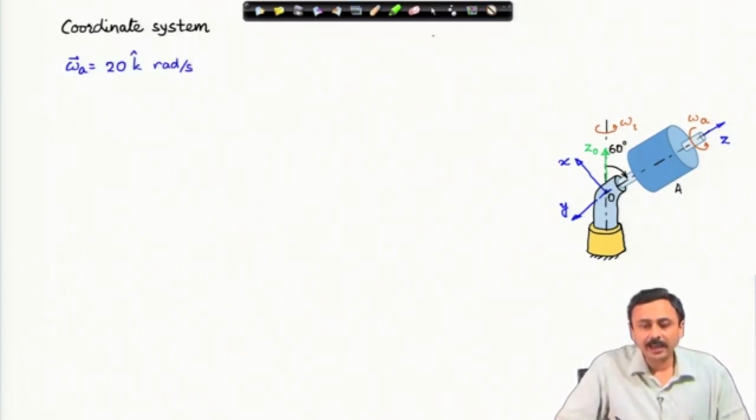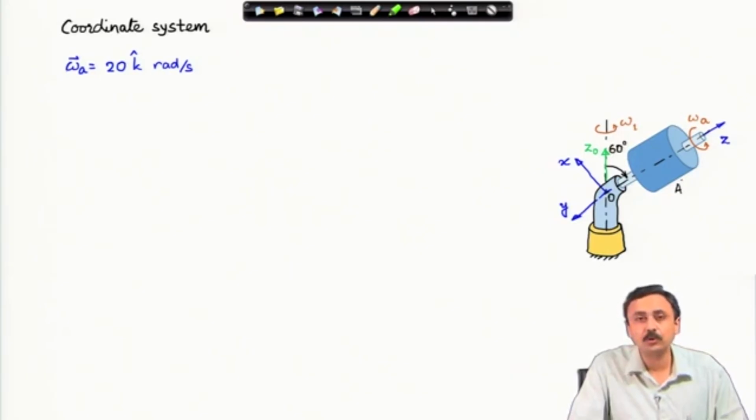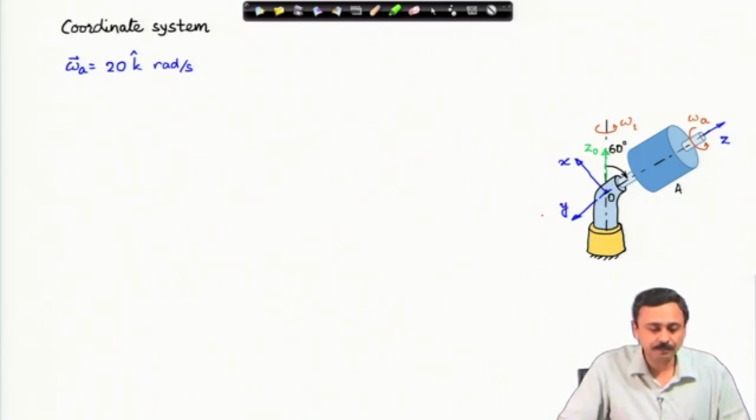Now, omega a is the angular velocity of the spool, the spin angular velocity of the spool about its own axis, written in this coordinate system x y z. I will express all vectors in this x y z frame, and omega a, the spin angular velocity of the body, is 20 k cap radian per second.